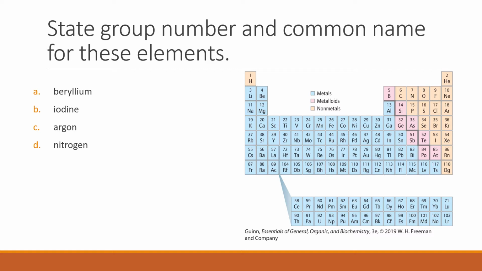State group number and common name of these elements. First is beryllium. The symbol for beryllium is Be, and it is present in here. So group number is 2A. So Be is present in group 2A, and the common name of group 2A metals is alkaline earth metal.